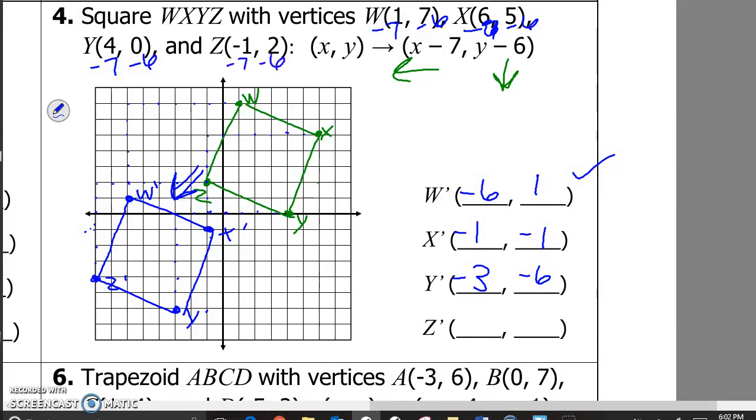Negative 7, minus 6. Negative 1 minus 7. Same sign, add them up. 2 minus 6. Subtract. We've got negative 4. 8, negative 1, 2, 3, 4. There we go.